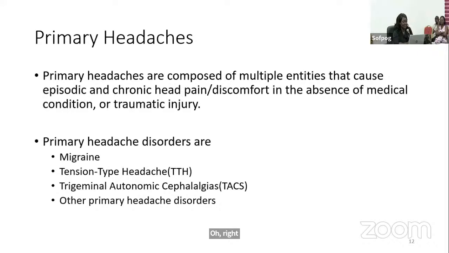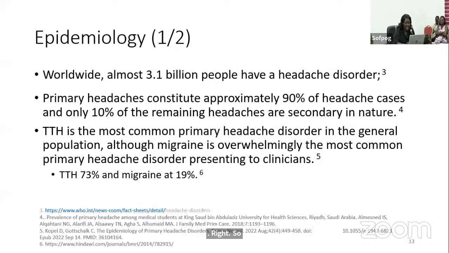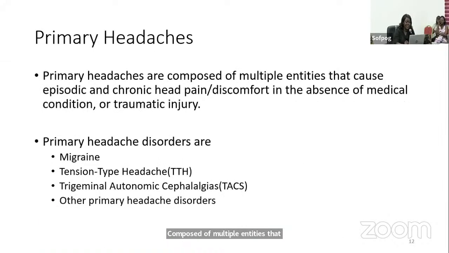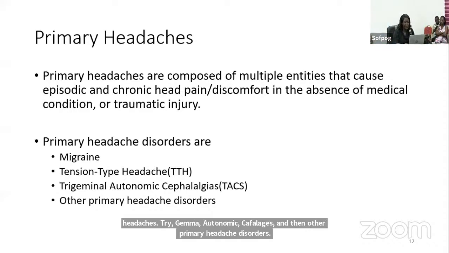Right. So primary headaches are composed of multiple entities that cause episodic or chronic head pain or discomfort in the absence of a medical condition or trauma. And there are 4 types: the migraine, the tension type headaches, trigeminal autonomic cephalgias, and then other primary headache disorders. Among these 4, the first 3 are the most common.